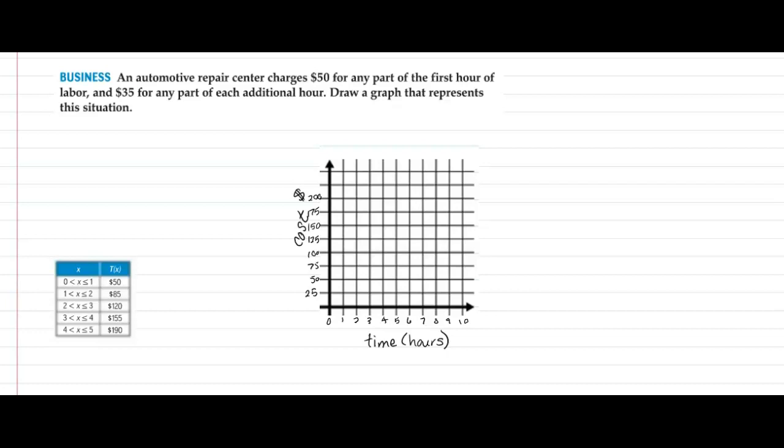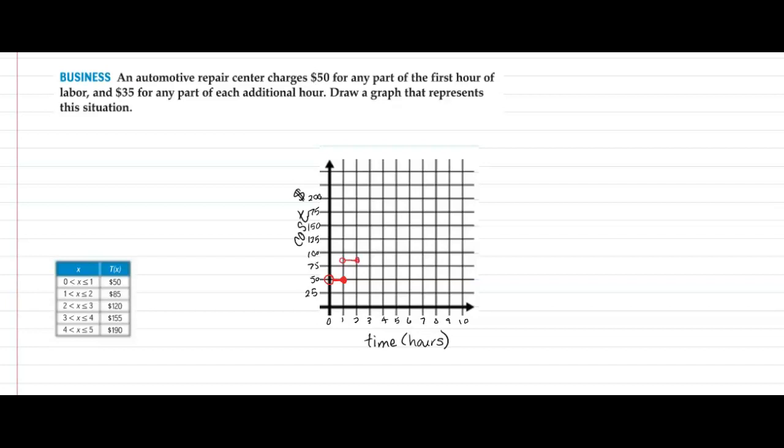All right, now that we have our graph set up, let's plot what happens in this scenario. Between 0 and 1 hours, we pay 50. And we don't include 0 because at time 0, it doesn't cost us anything until we bring the car in, up until an hour. Then it jumps up to 85.